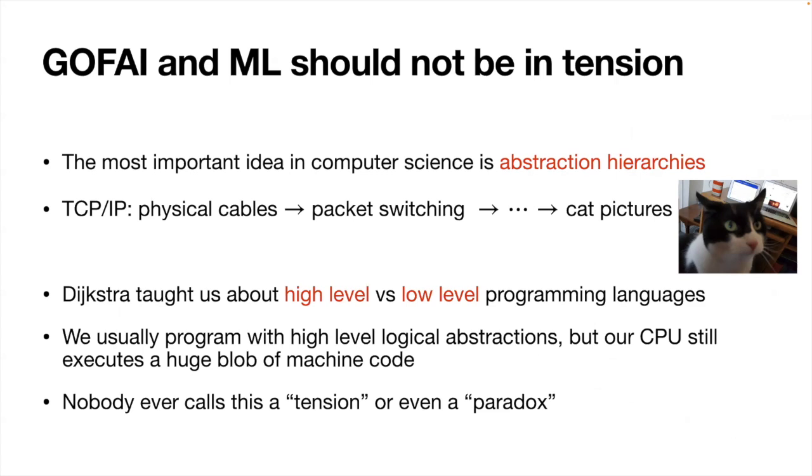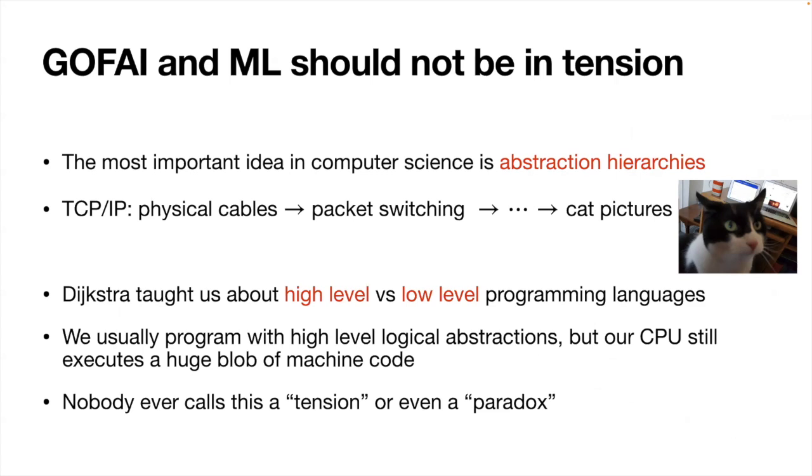Part of what I want to say, my big pitch here, is that the tension between good old-fashioned AI and machine learning should not be a tension. Arguably, the single most important idea in computer science is abstraction hierarchies.